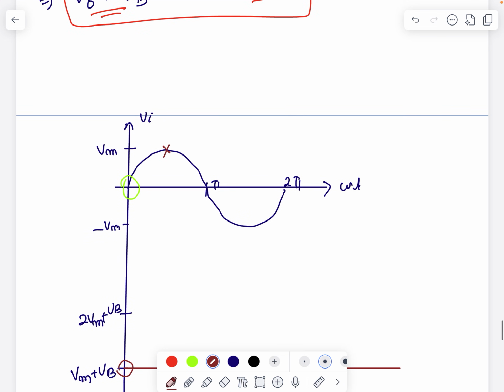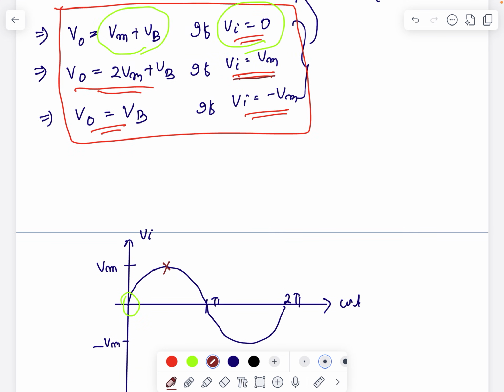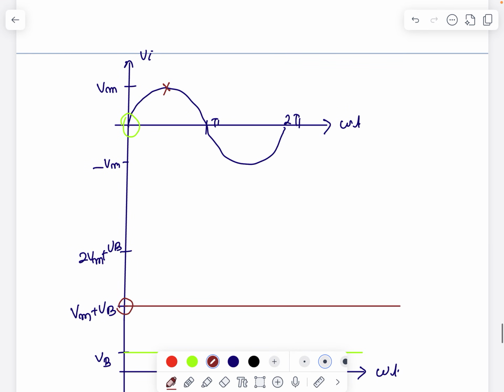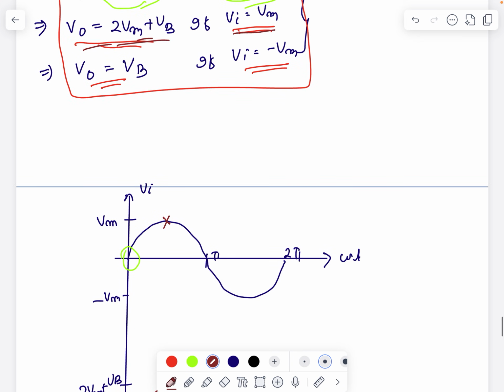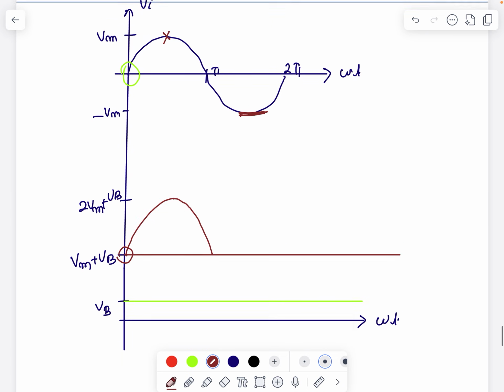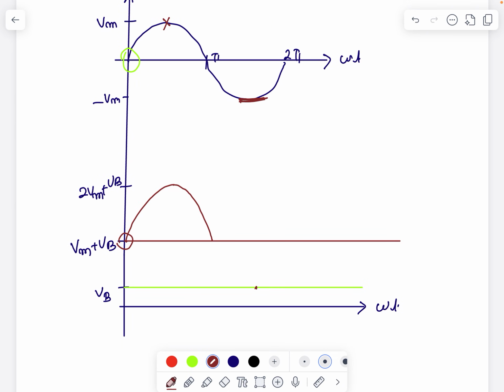When Vi equal to Vm, the output voltage reaches 2 Vm plus Vb. So if I draw the diagram, I will get a curve like this. Then when Vi equal to minus Vm at this point, at that time V0 equal to Vb. So this is your pi, this is your 2 pi. So this is basically your output equation V0.